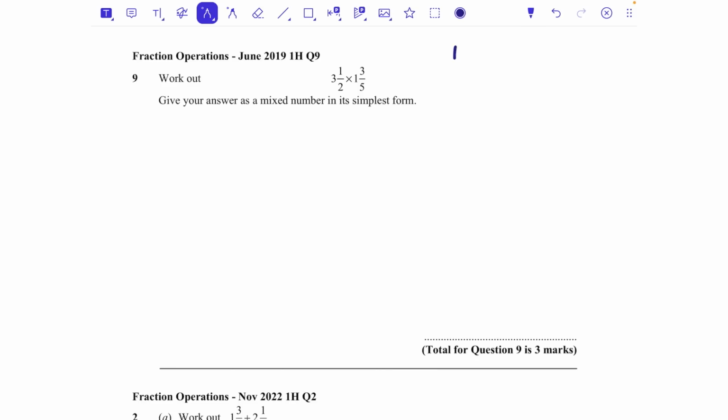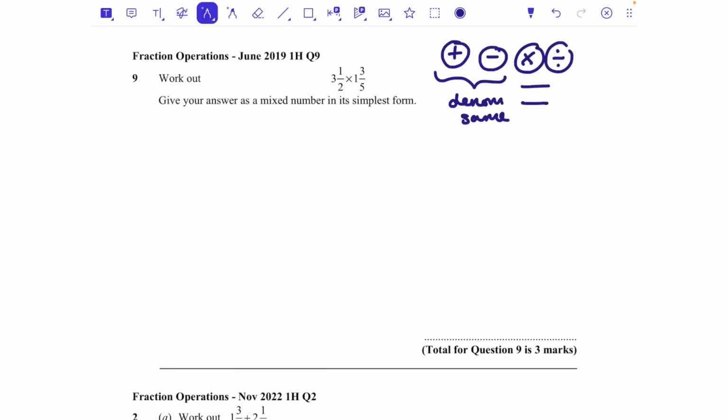So you need to make sure you know how to add fractions, subtract fractions, multiply fractions, and divide fractions. For adding and subtracting, you're going to make the denominators the same. For timesing, just top times top, bottom times bottom. That's the nicest one you can be asked. And for dividing, you're going to keep, change, flip.